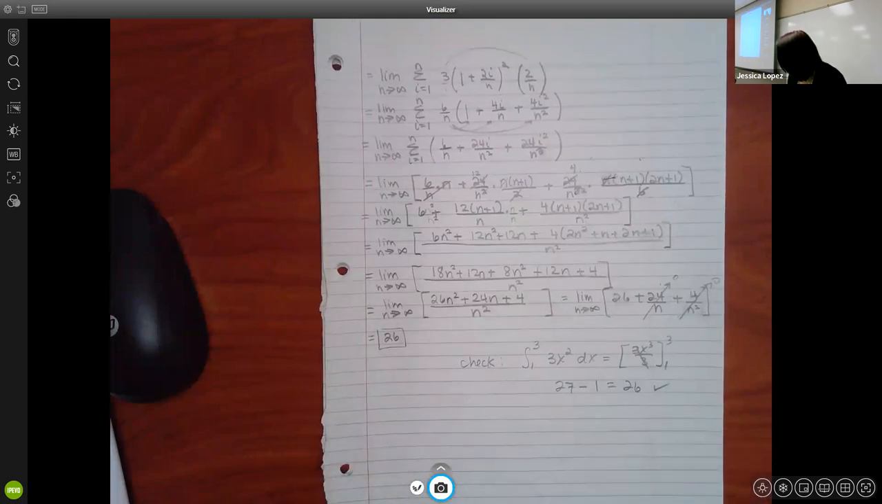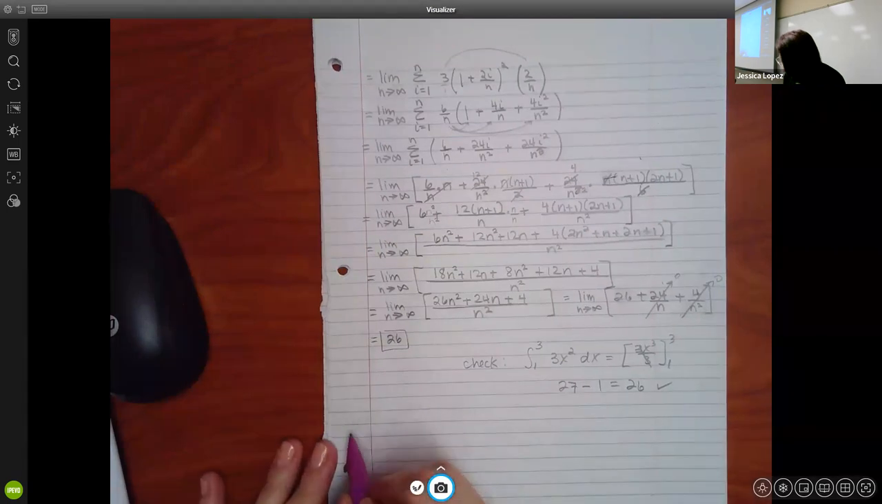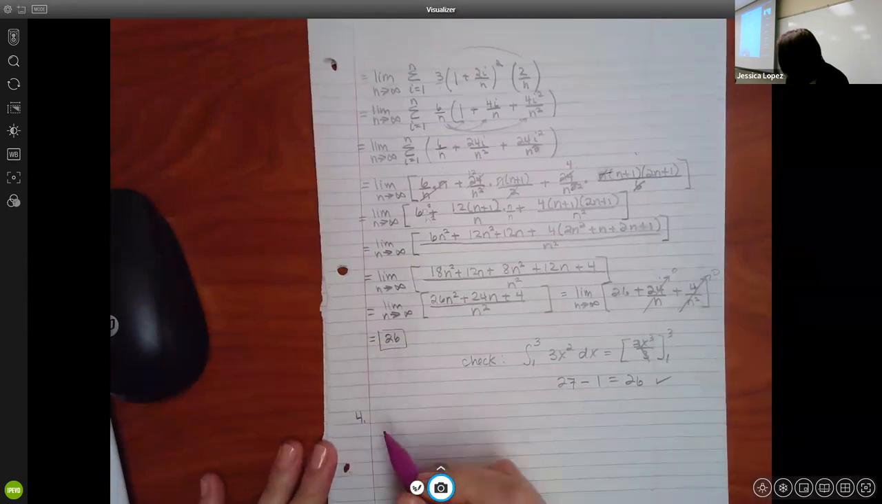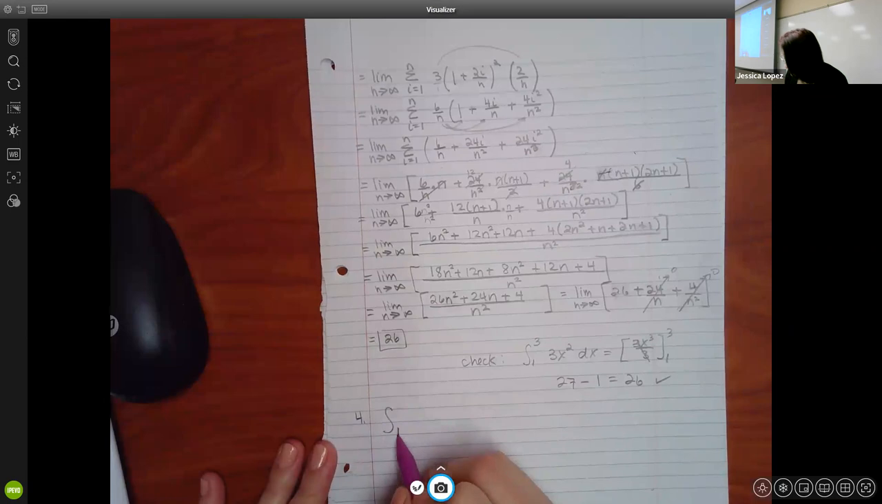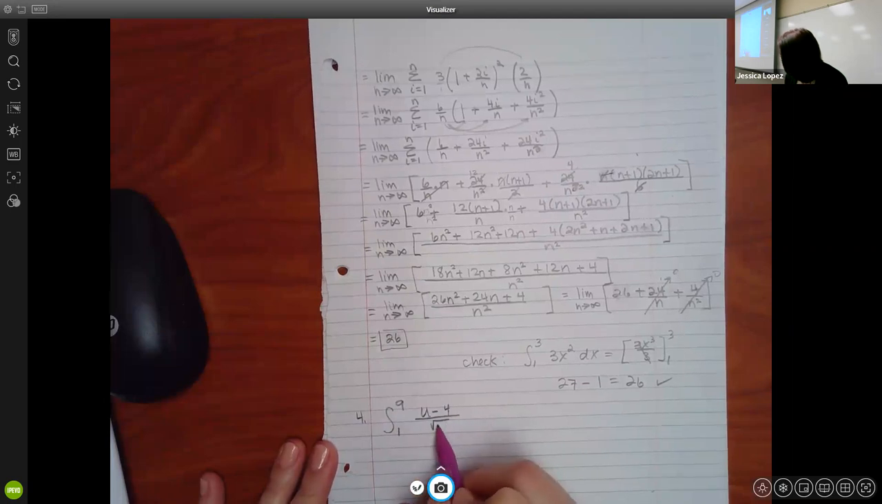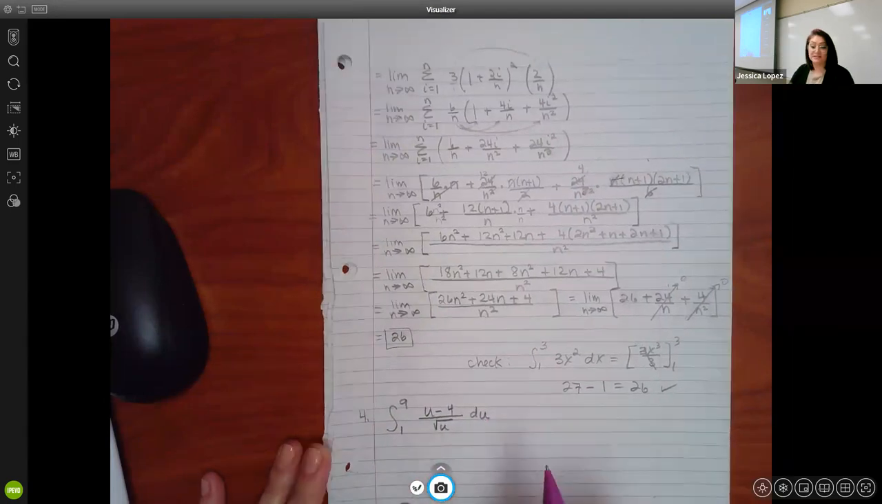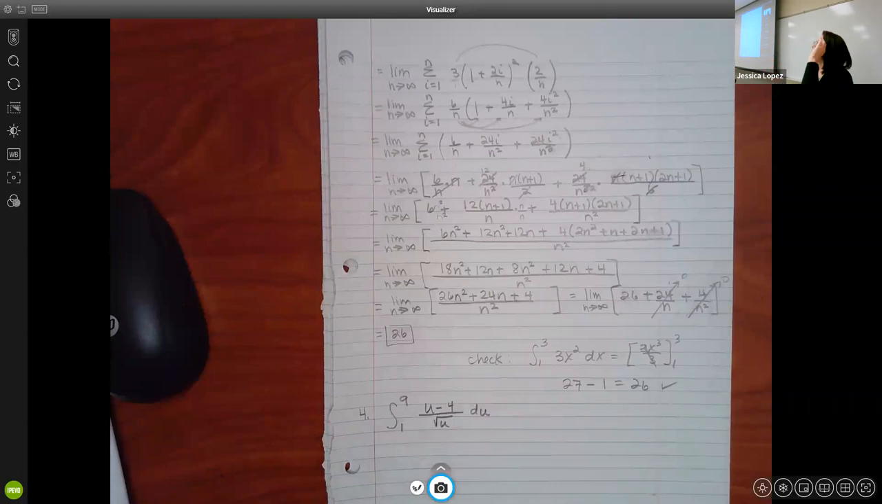Okay, then let's see. Let's try number 4 in here. So this one does say to evaluate the definite integral, and it does not give me any crazy instructions like the last one. It just says, do it, right? There's nothing weird on this one. We don't have to do it the limit definition way. Just do it the regular way.